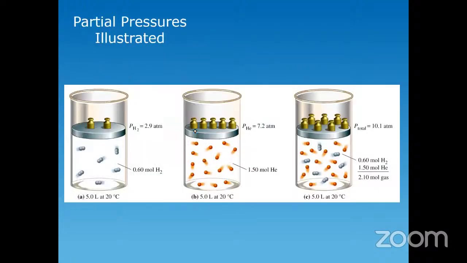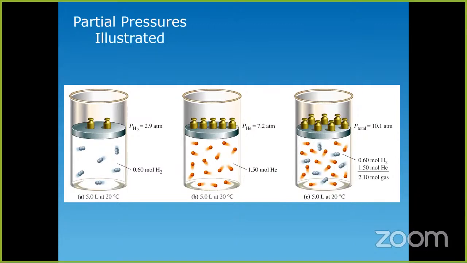Okay. This is just a pictorial representation of Dalton's law. So basically what we have here are two cylinders, one containing hydrogen and the other one containing helium, all right? So we're assuming that there's no reaction that will take place, and that is certainly true because helium is not reactive. So in this cylinder here, we have 0.60 moles of hydrogen. The pressure is 2.9 atmospheres when the volume is 5.0 liters and the temperature is 20 degrees Celsius, right? In this cylinder here, same conditions in terms of volume and temperature, different amount of helium, 1.50 moles, and this is the pressure that's exerted.